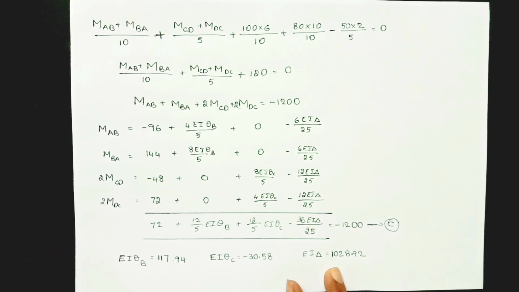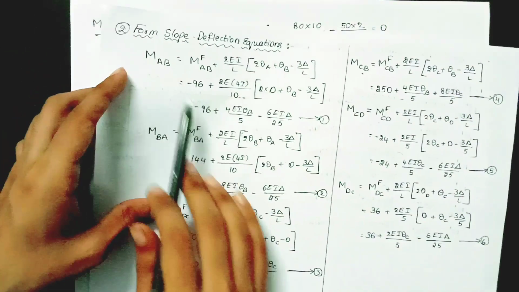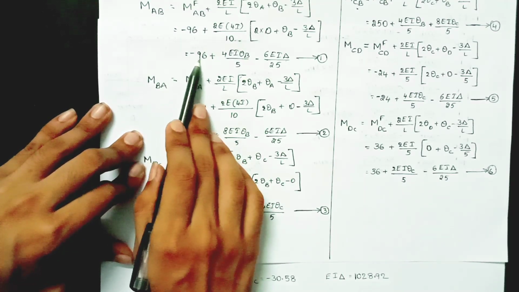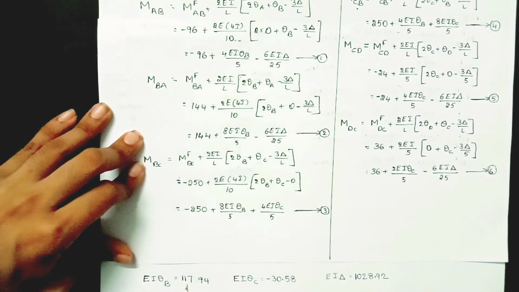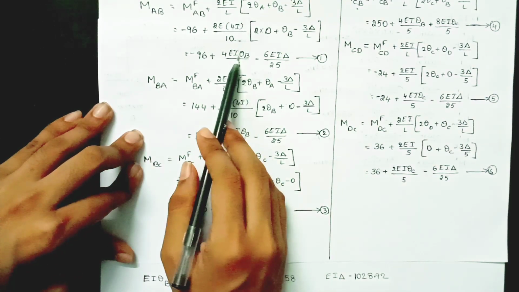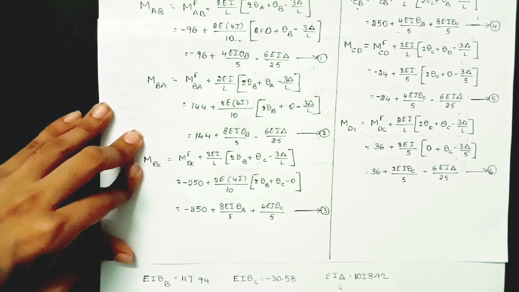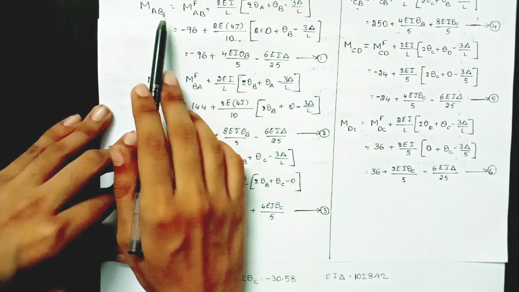These are the values. The next step is to place these unknown values, which we have obtained after solving, in the step 2 equations. So you will get the final moments. For example, there is minus 96 plus 4 by 5 EI theta B. The term is obtained as 117.94, so you should substitute this value in place of EI theta B. Minus 6 by 25 EI delta. The EI delta value is obtained as 1028.92. On substituting these two values in this equation, you will get the final moment.